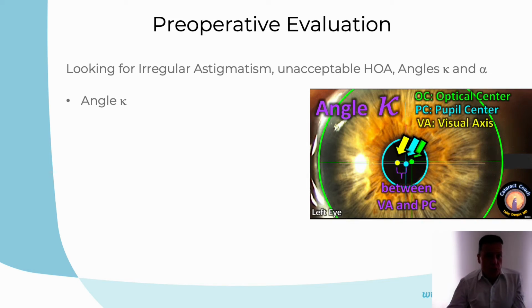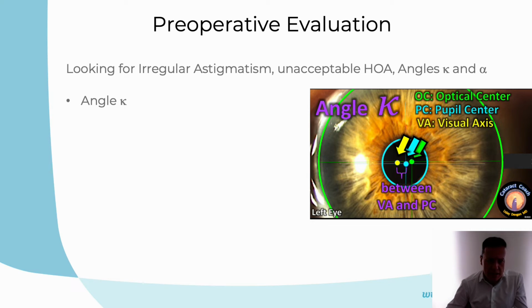Now, when looking further, what is the angle kappa and what is the angle alpha? Here's a very nice example. This is thanks to Uday Devgan, from whom I borrowed this image, but it's a very nice explanation. So the optical center, this is the green dot, this is the center of the limbus. It's also actually the center of the optical system. Then, of course, the pupillary center is the center of the pupil, makes sense. And then you have the visual axis.